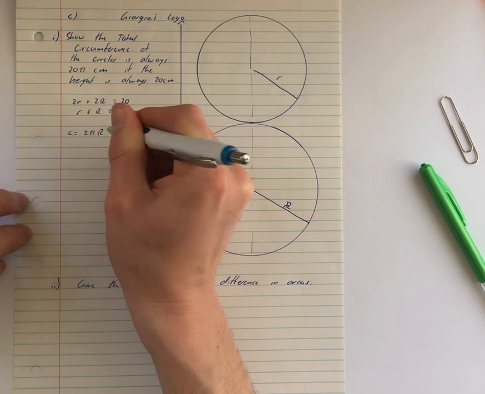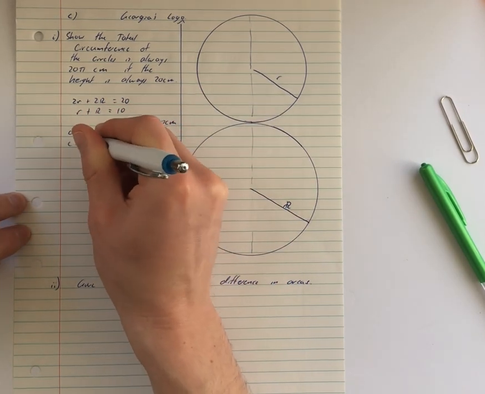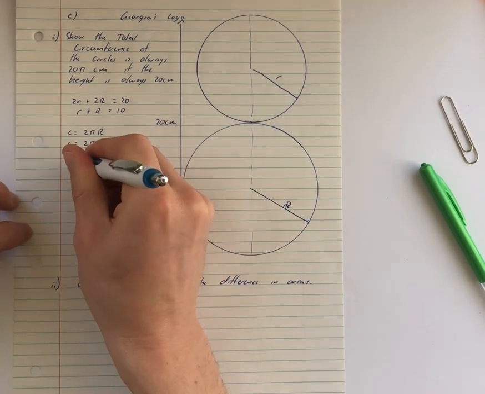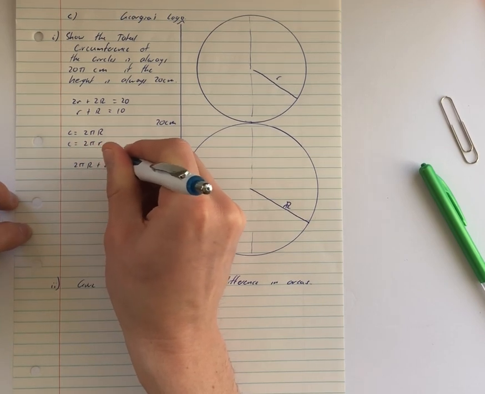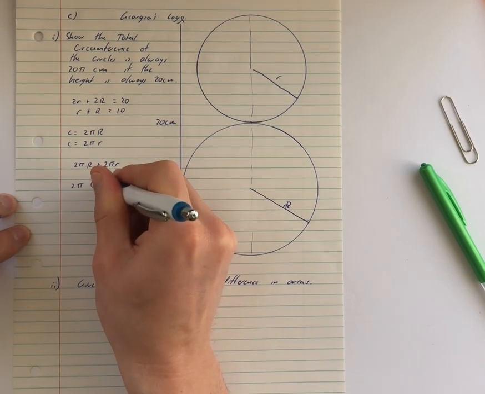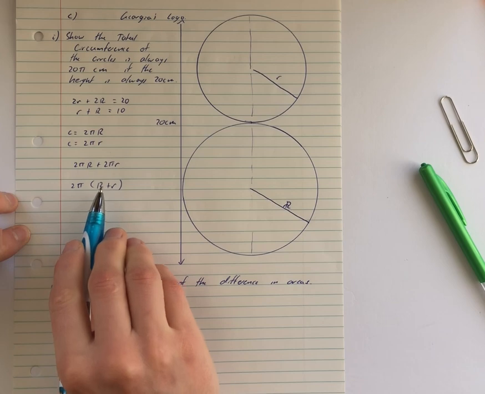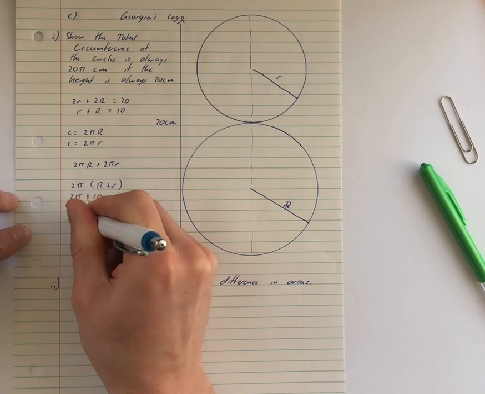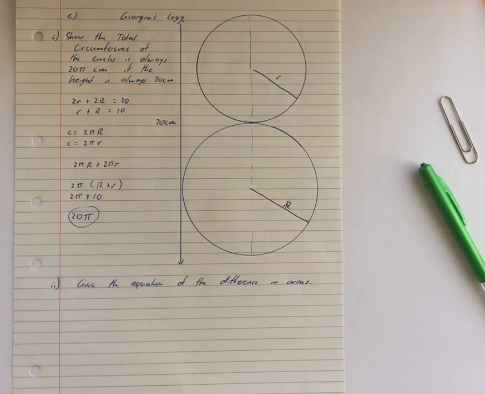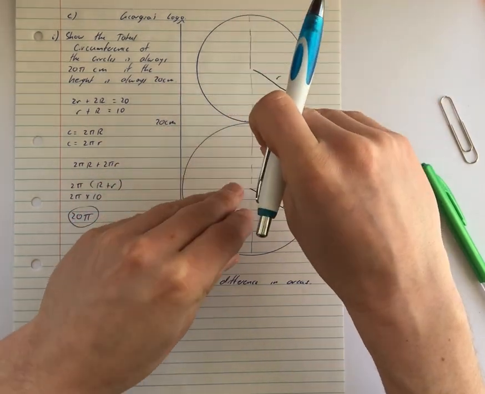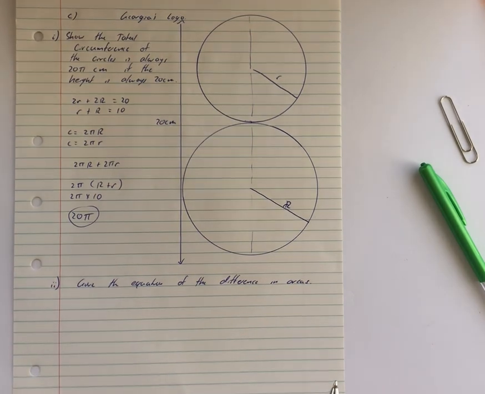Now the circumference of the big circle is 2 pi R, and the circumference of the little circle is 2 pi little r. So the total circumference is 2 pi R plus 2 pi r. 2 pi can come out the front. This might be a wee bit of a complicated way of doing it, but we know that R plus r is 10. So 2 pi times 10 is 20 pi. So the total circumference of these circles, no matter how big or small they change, as long as their maximum height is 20, is always going to be 20 pi. That's quite cool.